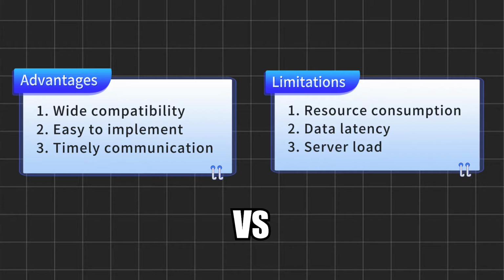Limitations. 1. Resource consumption. Short polling can lead to numerous ineffective requests, wasting bandwidth and server resources. Long polling reduces the frequency of requests, but still involves repeated connections. 2. Data delay. With short polling, updates might occur between requests, leading to delays. 3. Server load. Although long polling reduces the number of requests, maintaining open connections under high concurrency can burden the server.